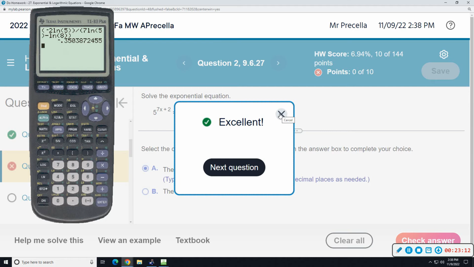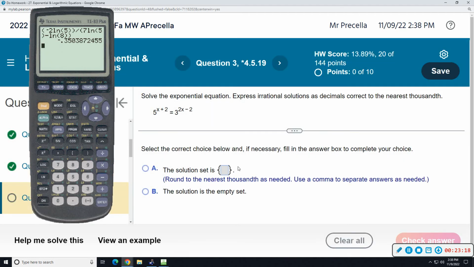Any questions? I think number 3 is probably the most involved problem in this assignment. Number 3, let me write it down. 5 to the x plus 2 equals 3 to the 2x minus 2. 5 to the x plus 2 equals 3 to the 2x minus 2.